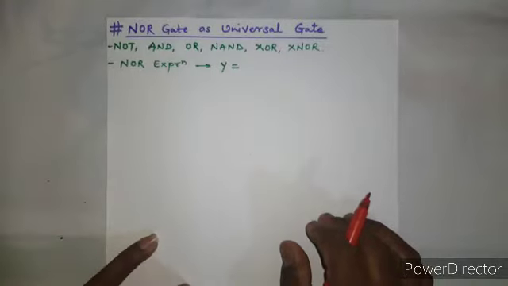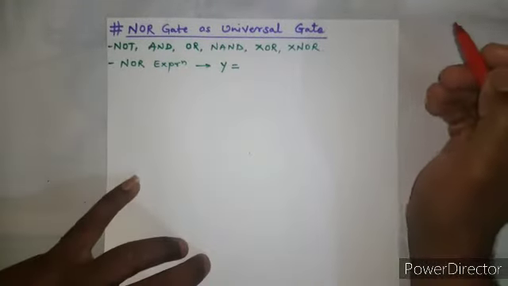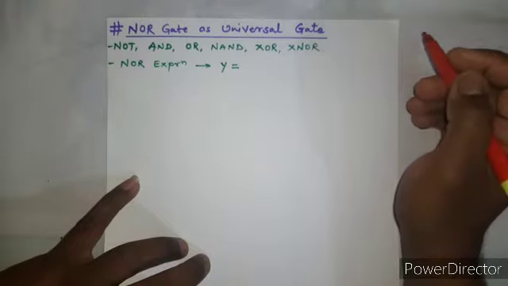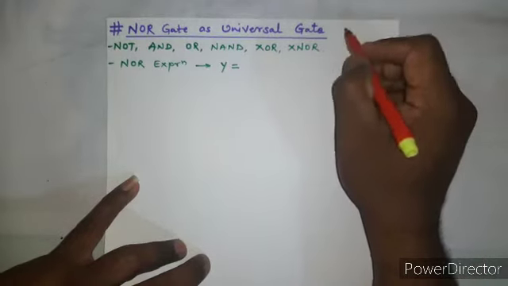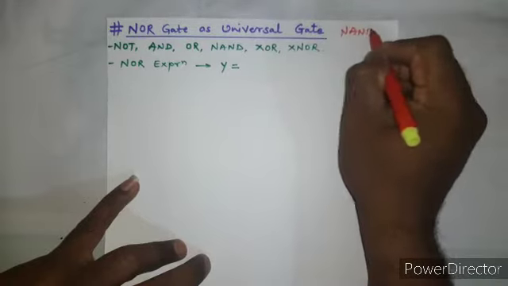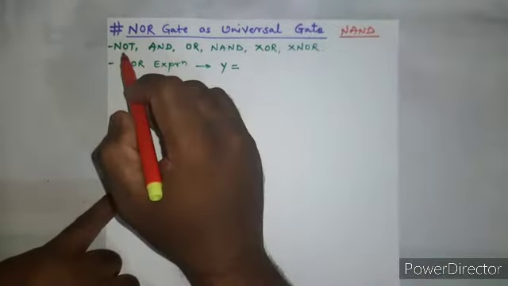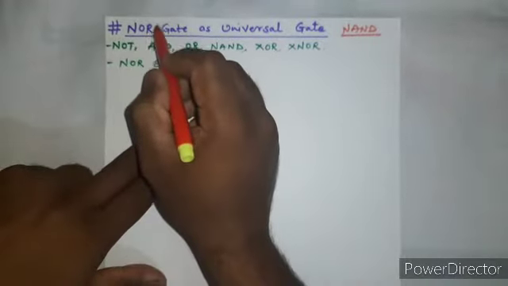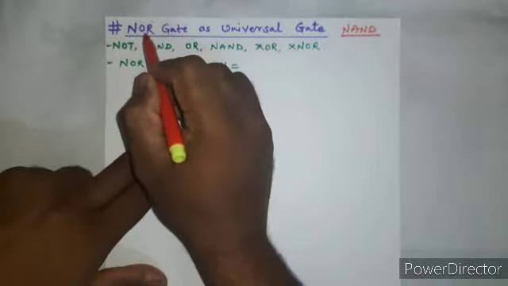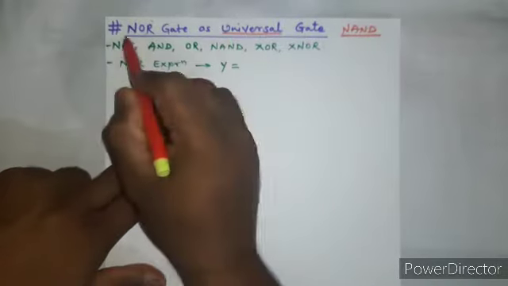So welcome student friends to this lecture of digital electronics. In the last lecture we had discussed about NAND gate as a universal gate, right? NAND gate as universal gate. Now in this lecture let us see our discussion on this NOR gate as a universal gate.